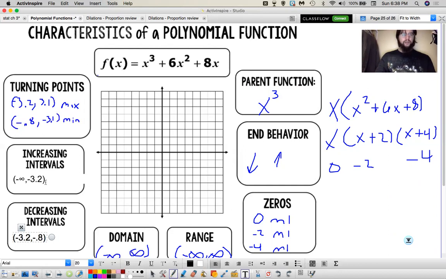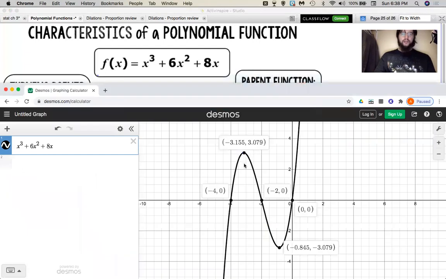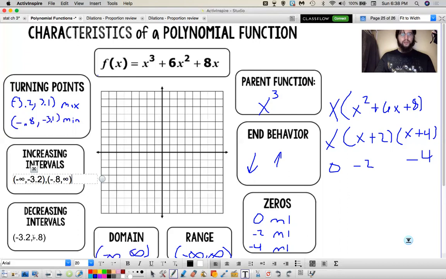Then I got to be going up from -0.8. And I don't have any more turning points, so it's got to be going to infinity. Let's check. So, yeah, if I'm increasing until -3.2, and then from -0.8 to infinity, I'm increasing. Yep, in between there, I'm decreasing.